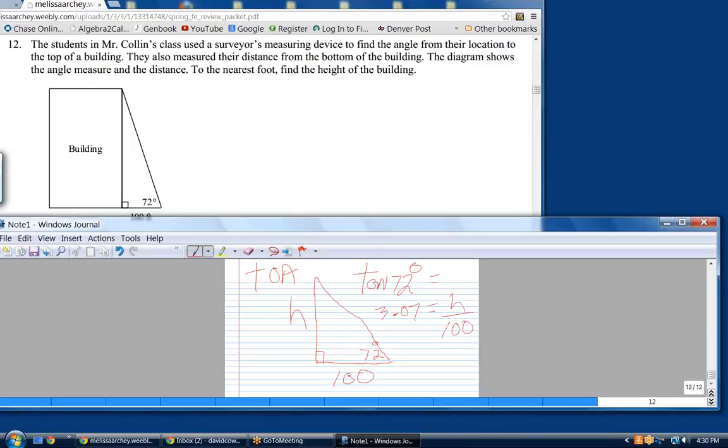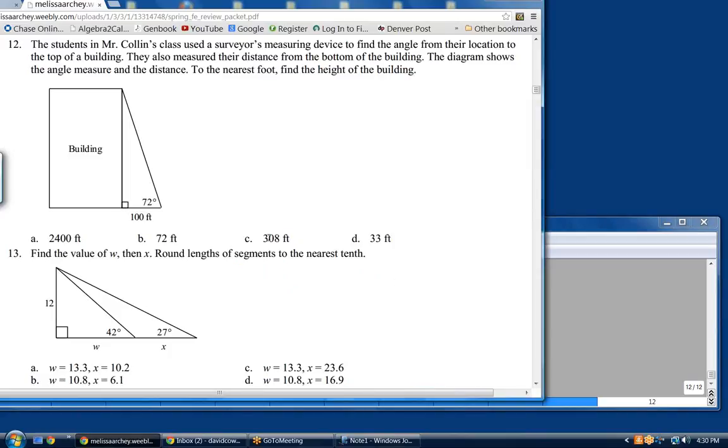Not 100 over H. Alright. So H is just 3.07 times 100, so H is 307. So the height of the building is 307 feet, or 308 feet.